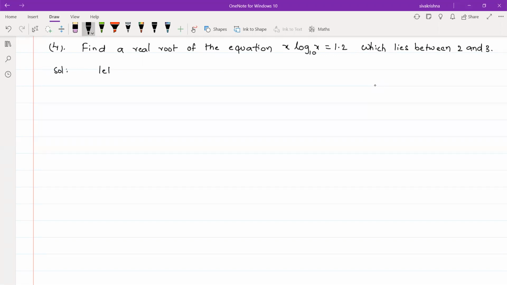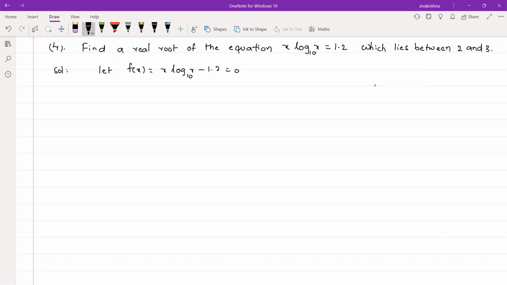So let f of x is equal to x into log x. Since we are having two types of logarithms, one is base 10 logarithm and the second one is base e logarithm, we have to use base 10 logarithm for calculations. So this is x log x to the base 10 minus 1.2 is equal to 0. This is the given equation, and it was also given that the root lies between 2 and 3, so we have to use the numbers 2 and 3.